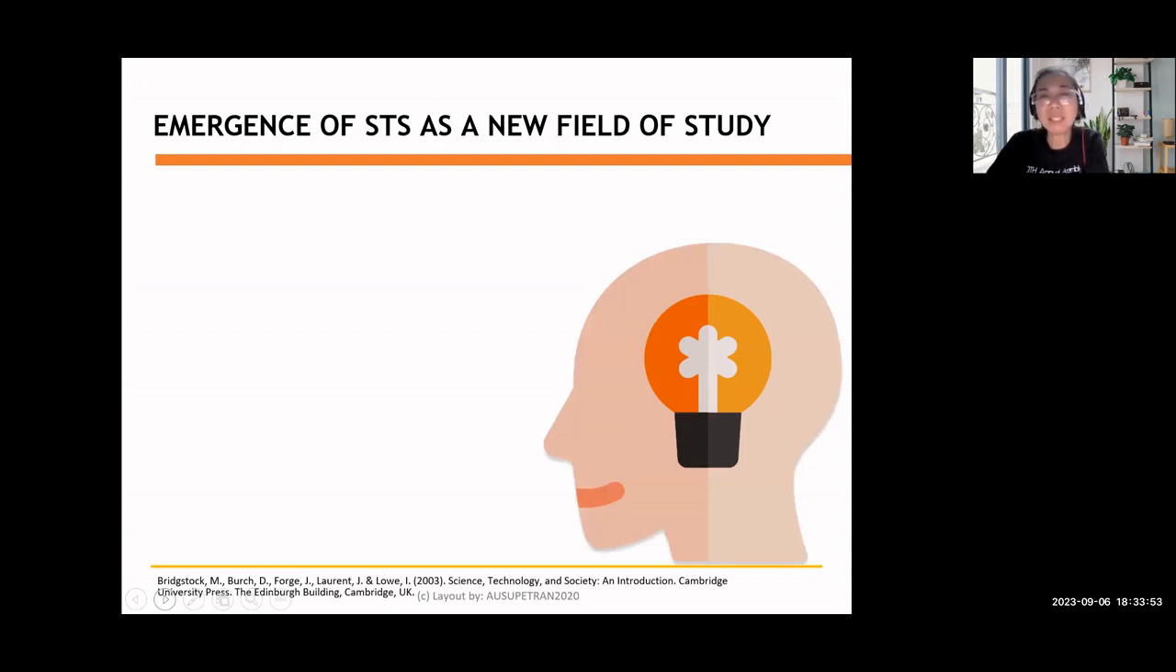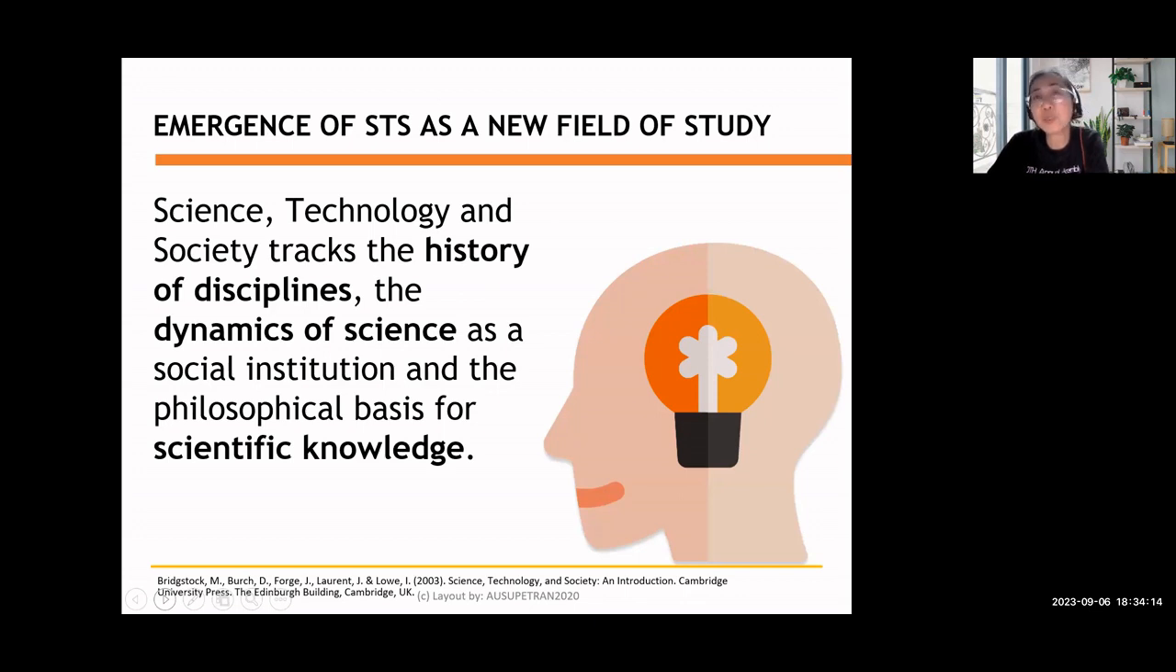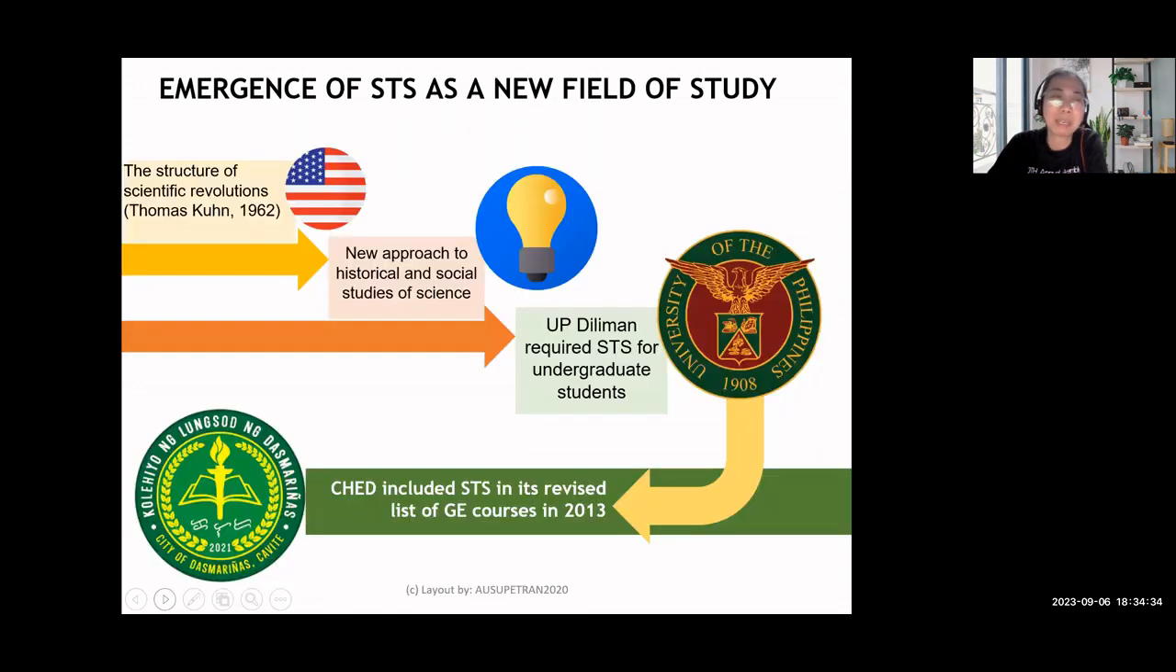Okay, so the emergence of STS as a new field of study: you would never see STS as a subject in the previous curricula, probably when your parents were still studying in college, or if your ate or your kuyas have been studying in college before, they do not have STS subjects. So this is primarily a new subject. It tracks the history of the disciplines, the dynamics of science as a social institution, and the philosophical basis for scientific knowledge. It basically wants us to have a new appreciation for science and technology, and to develop a certain kind of interest that science and technology do shape our society.